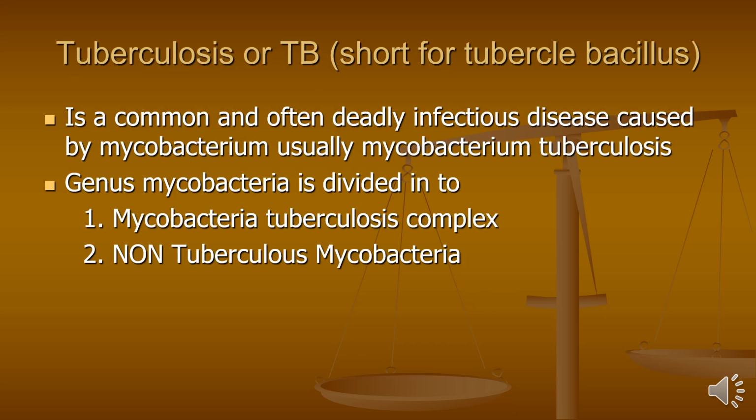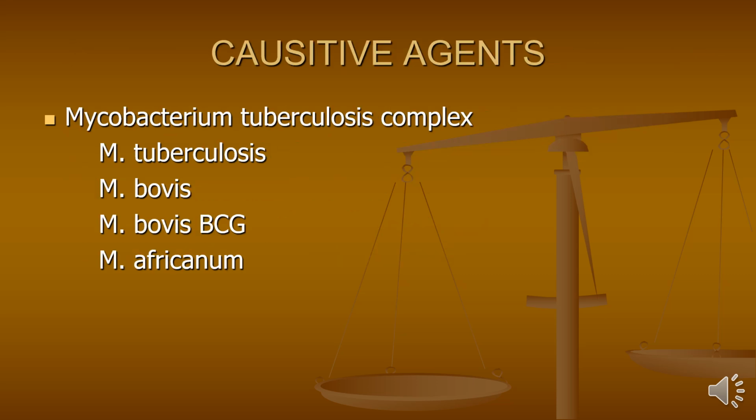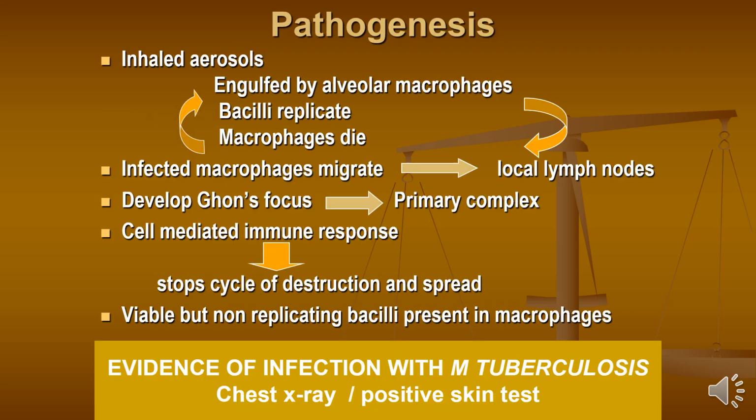Tuberculosis, or TB, is a common and often deadly infection caused by Mycobacterium, usually of the species Mycobacterium tuberculosis. The genus Mycobacteria is divided into the Mycobacterium tuberculosis complex and NTM, which is non-tuberculous Mycobacteria. The Mycobacterium tuberculosis complex consists of Mycobacterium tuberculosis, Mycobacterium bovis, Mycobacterium bovis BCG, and Mycobacterium africanum.